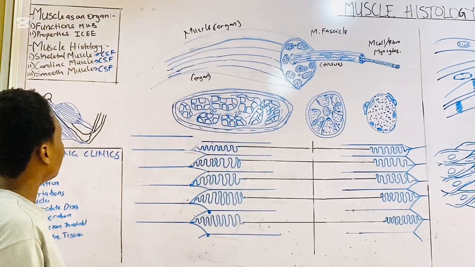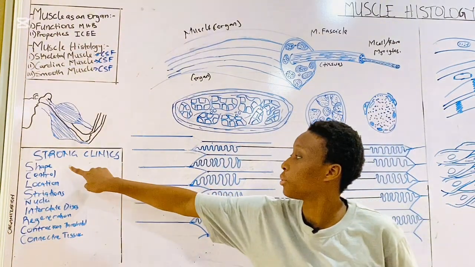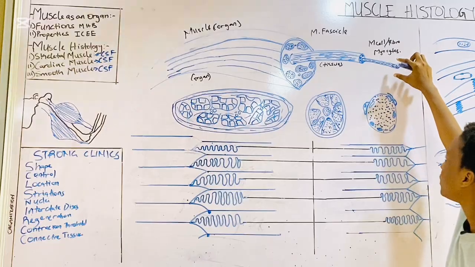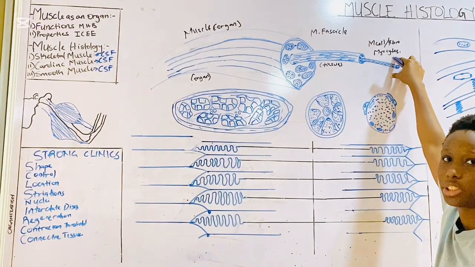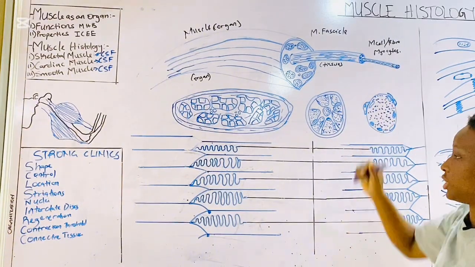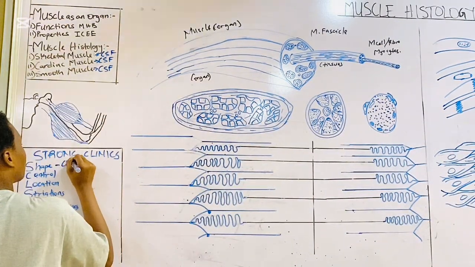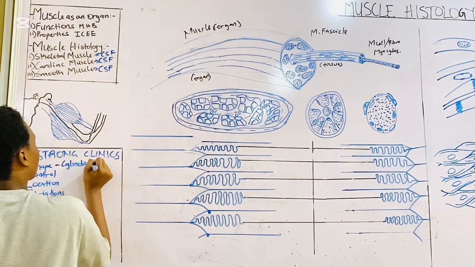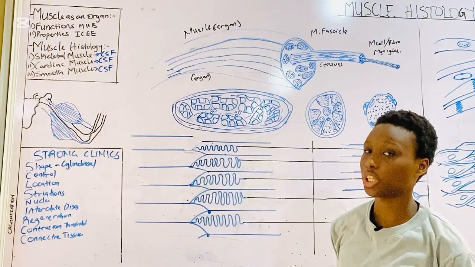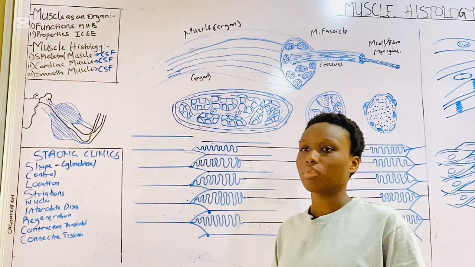So the first characteristic we are going to be dealing with is shape. What is the shape? As you can see, this is our cell, our muscle cell. What is the shape of our muscle cell? Our muscle cell is cylindrical in shape. So we're going to come here and write cylindrical. This is the shape of a cylinder, so our muscle cell is cylindrical. The second characteristic is going to be control.